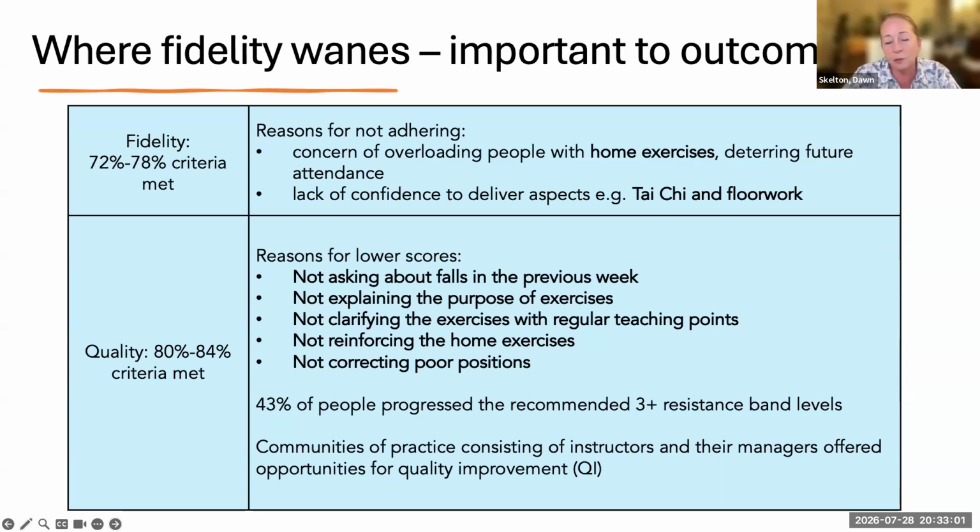The other reason for not meeting the full fidelity was a lack of confidence to deliver certain aspects, in particular the Tai Chi section in the cool down, and the floor work, the regaining the skill of getting up off the floor. And some of that was because people felt that they needed more training, others because the programs were perhaps too short to allow them to concentrate on floor work, and others just because there was a site policy not to have people on the floor. But whatever happens, those were the three key things that were missed in terms of fidelity.